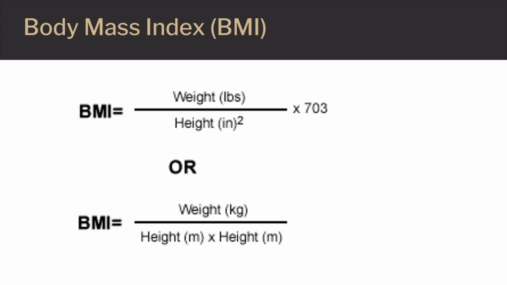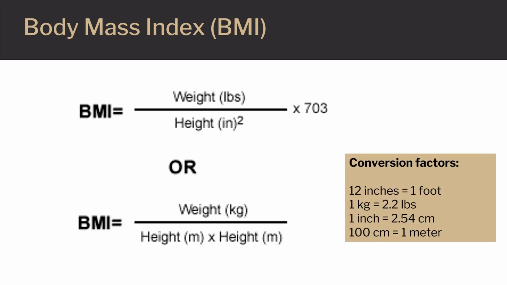The BMI in pounds and inches is calculated as the weight in pounds divided by the height in inches squared, multiplied by 703. You can also interpret height in inches squared as height in inches multiplied by height in inches. Also, note to convert feet in height to inches, the conversion factor is 12 inches equals 1 foot.